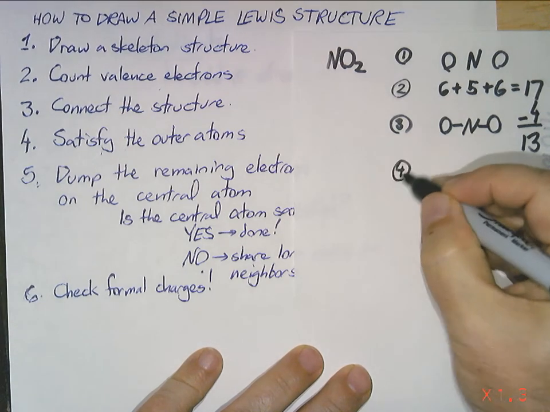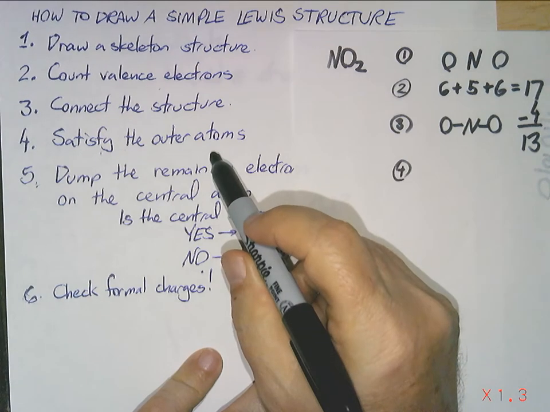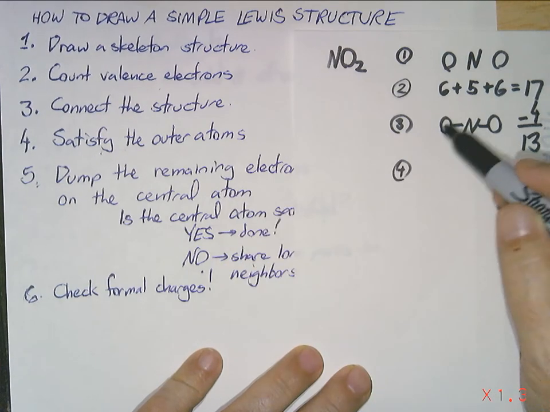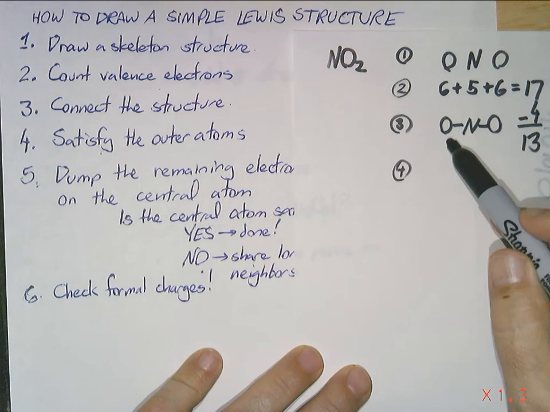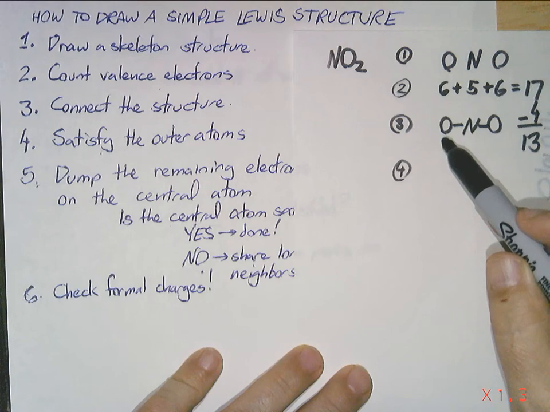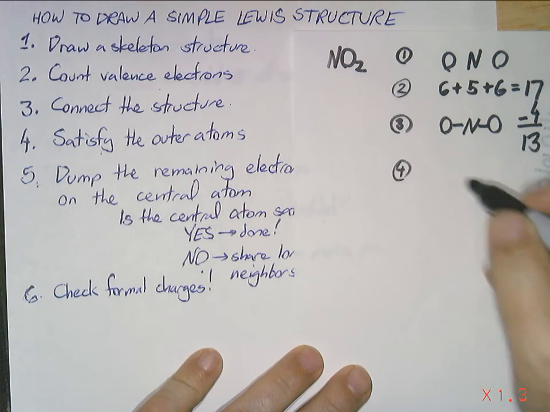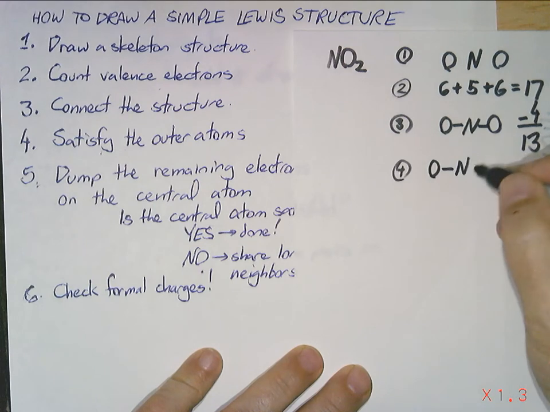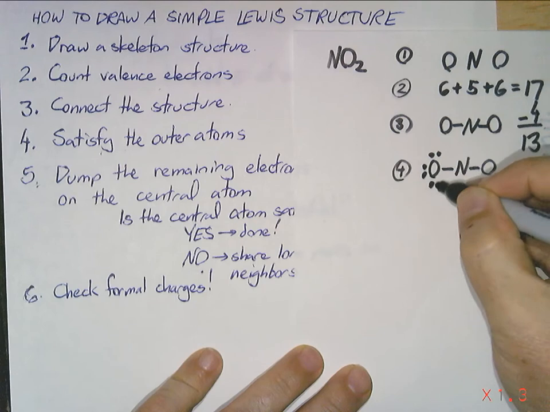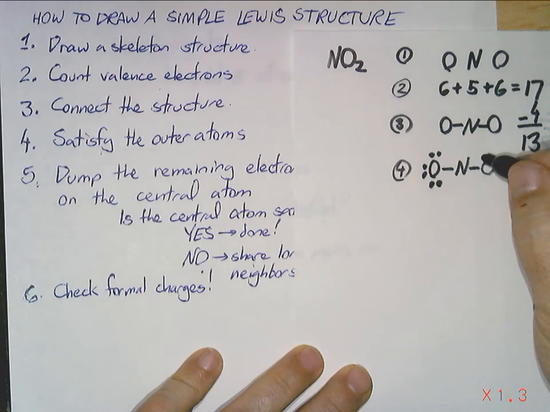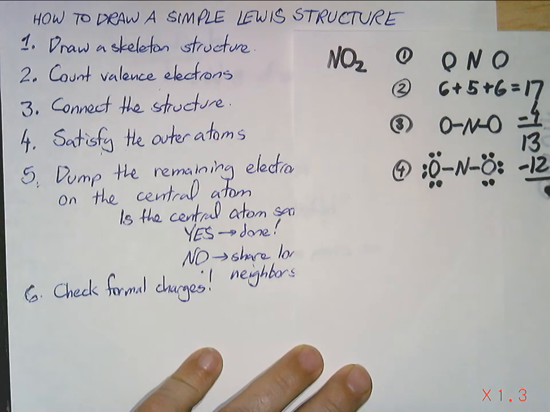On to step 4. Satisfy the outer atoms. How many more do they want? They've got 2. The oxygen has got 2. How many does it want? It wants to get a total of 8. That's the octet rule. So it needs 6 more. 1, 2, 3, 4, 5, 6. That one's done. 7, 8, 9, 10, 11, 12. That one's done. I got 1 left.